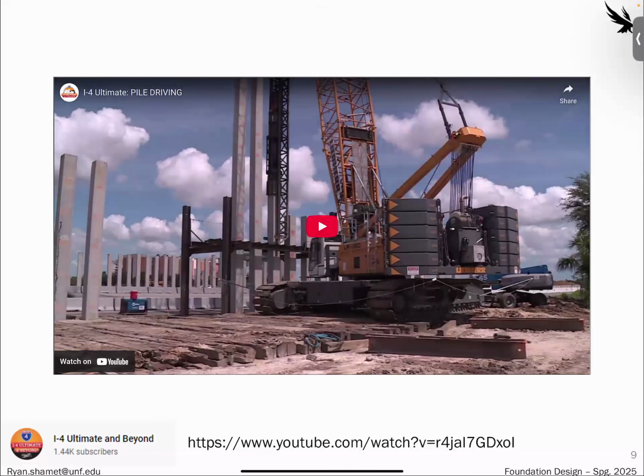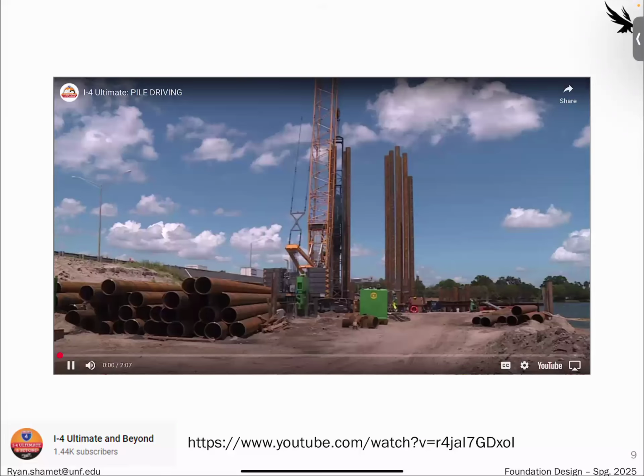So yeah, I want to show this little video from FDOT that illustrated a little bit about the driving. If you live out in Clay County or near First Coast Expressway, then you've probably heard and seen all this stuff. But if not, then this overviews some of the pile driving techniques and gives a good discussion about it.